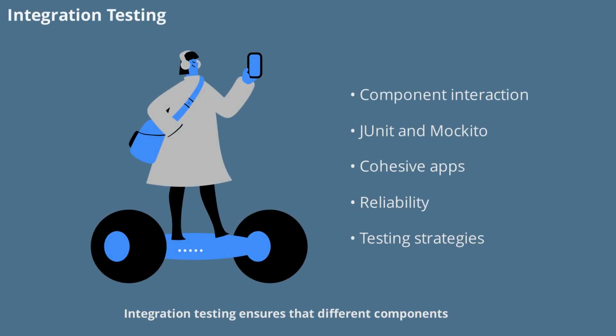Integration testing ensures that different components of your Android app work together seamlessly. Tools like JUnit and Mockito help test interactions between modules. Sharing your approach to integration testing demonstrates your ability to build cohesive and reliable applications.